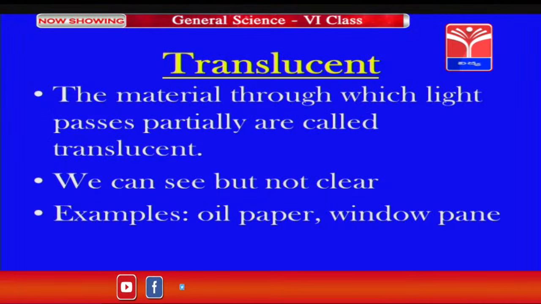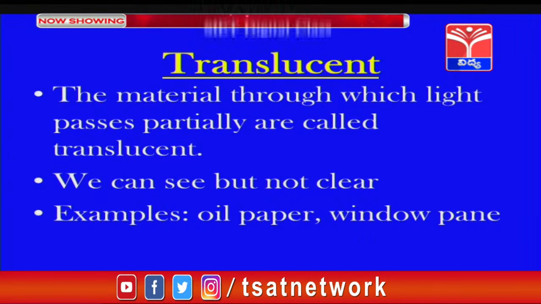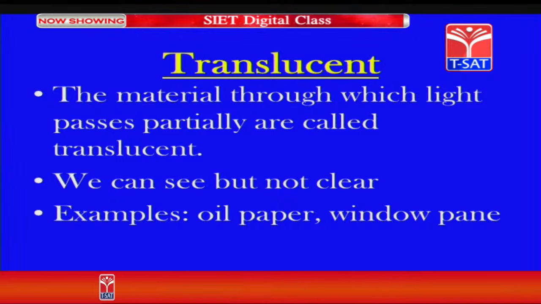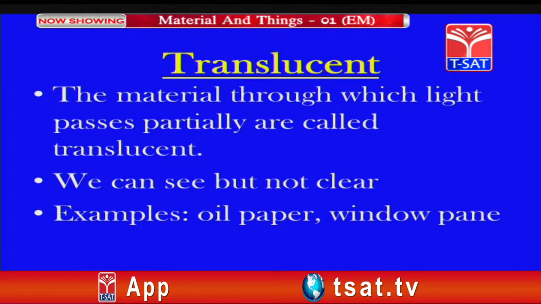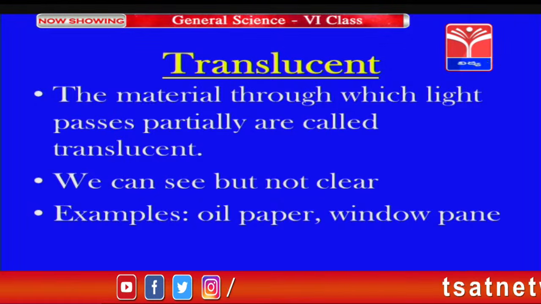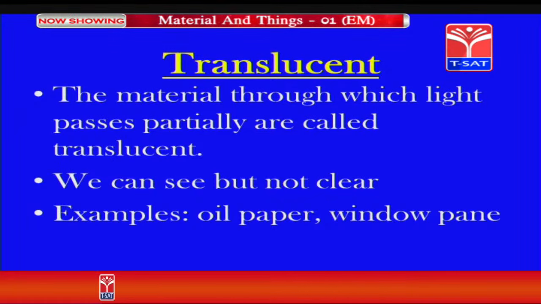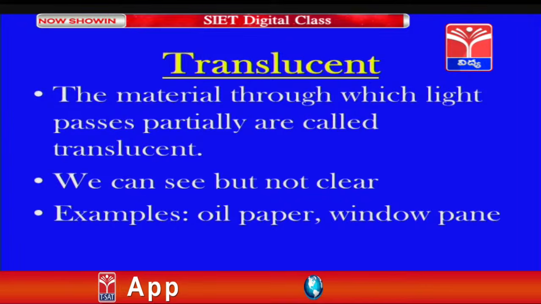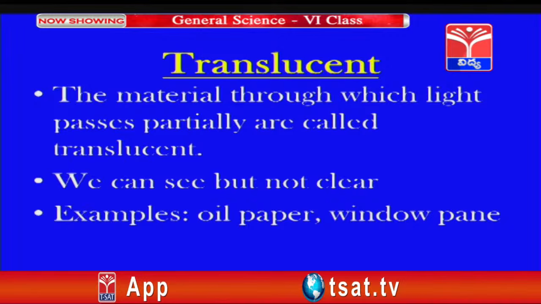Okay, we will try to define it here. The material through which light passes partially. Partially means how much? To some extent, only some amount of light is passing through the translucent material, and we call such material translucent material. Can we see through the translucent material? We can see, but not clearly. Oil paper, window pane, etc. are the examples of translucent material.